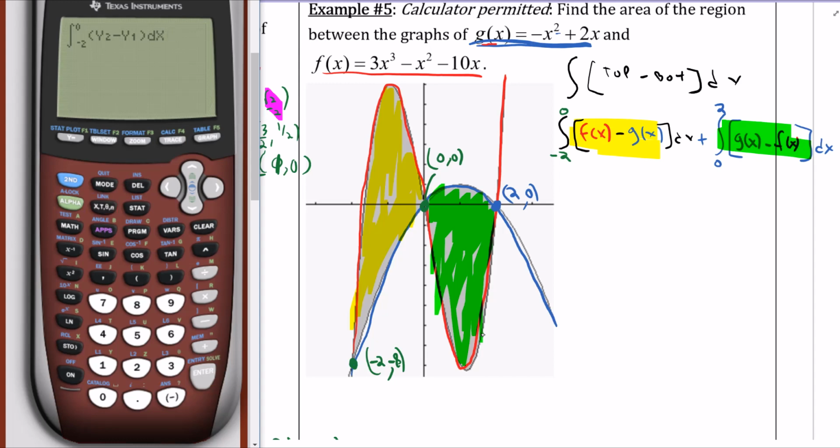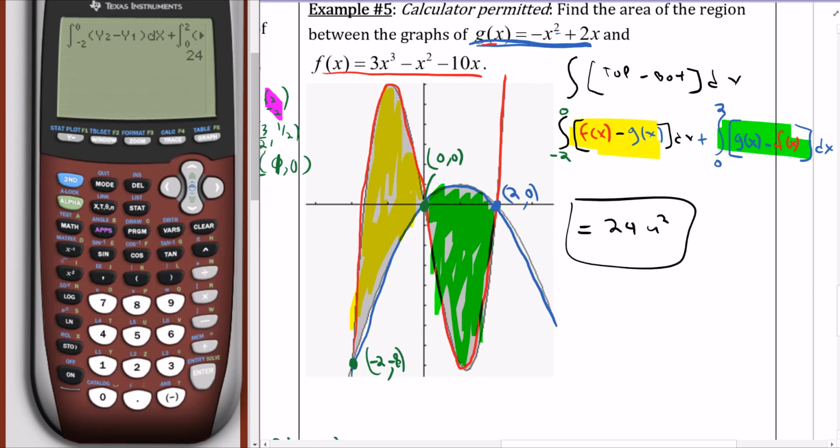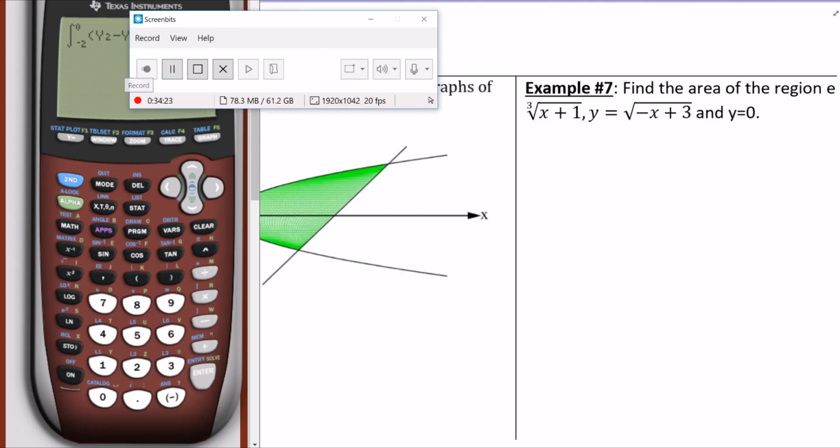with respect to x, and we're going to add that to, we can do this all at the same time, math 9, the integral from 0 to 2 of g of x, which was y1, minus f of x, which was y2, dx, enter. And the calculator gives an area of exactly 24 units squared. Right? So sometimes you have to split it up into 2 separate integrals if they switch which one's on top and which one's on bottom. All right? So a little bit more to go.